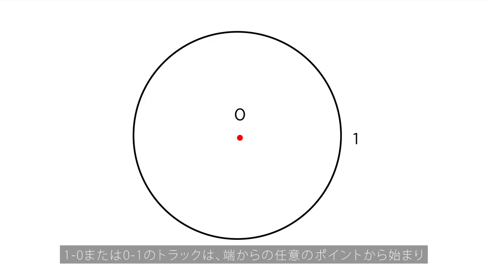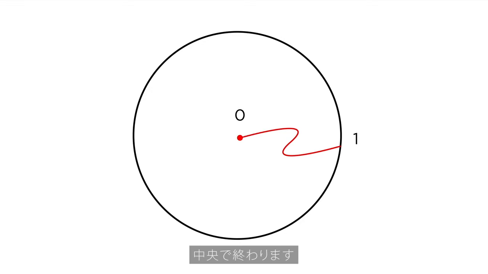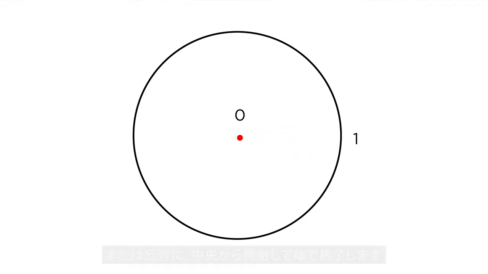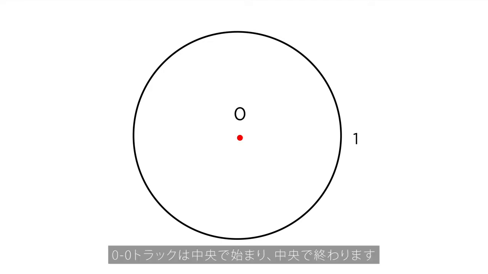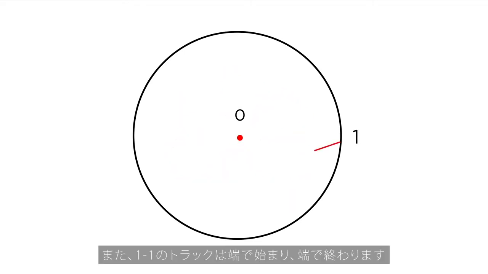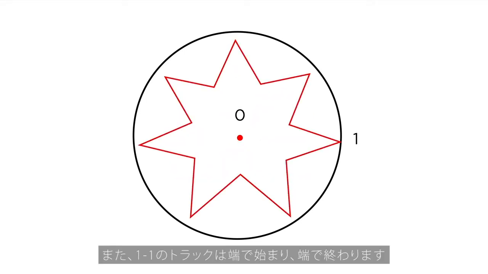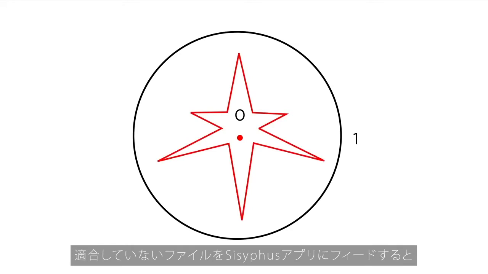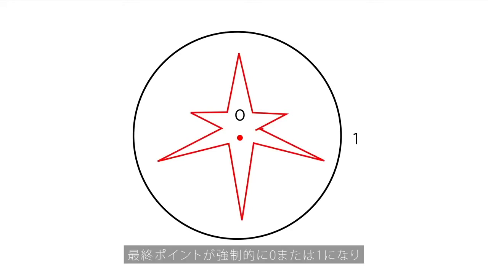You have 1,0 or 0,1 tracks that start from any point from the edge and end at the center, or the opposite, start at the center and end at the edge. 0,0 tracks begin in the center and end in the center, and 1,1 tracks begin and end at the edge. When making tracks, it's important that your track is one of these. If you feed the Sisyphus app a file that is not conformal, it will force the final point to 0 or 1, potentially ruining your design.